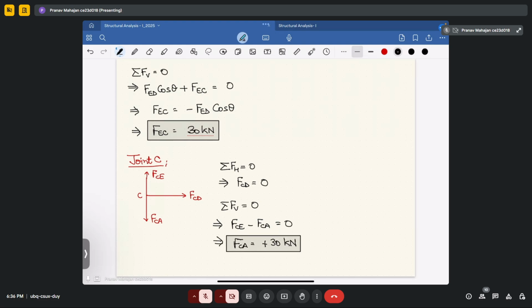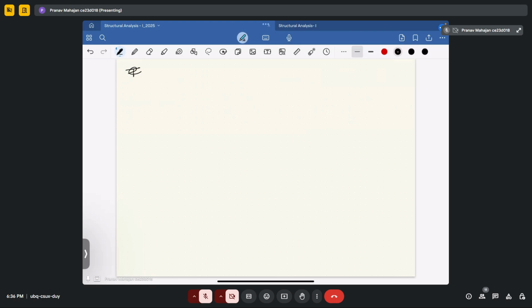Fine. Now let's move to joint A. Okay. Now we can solve the problem because at joint A earlier there were three unknown forces. Now only two are there because one force we have already calculated. So taking joint A, draw the free body diagram for this.